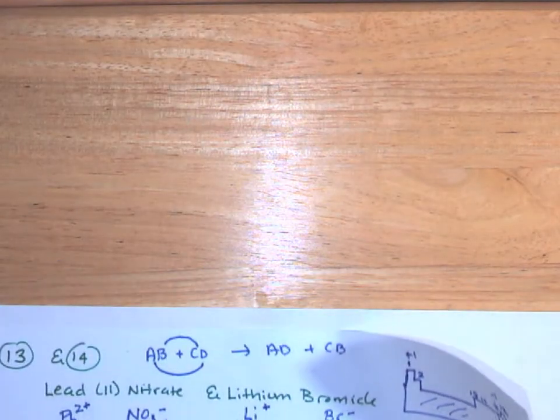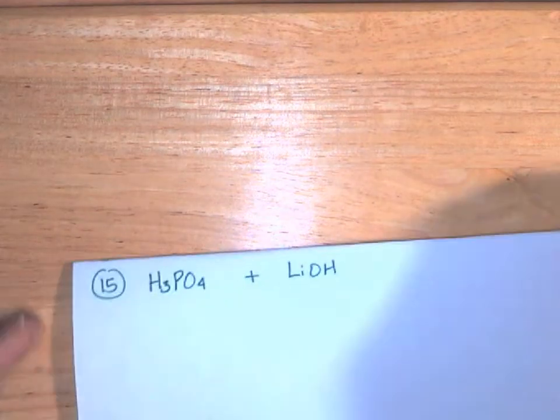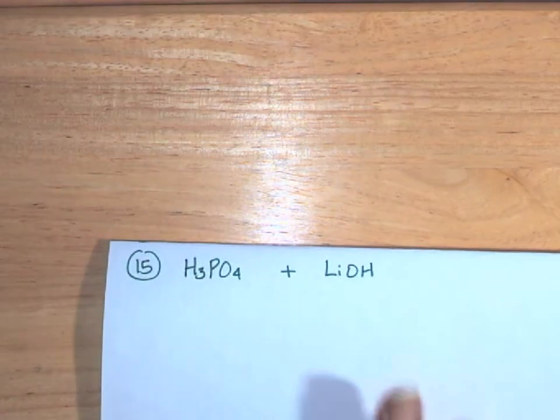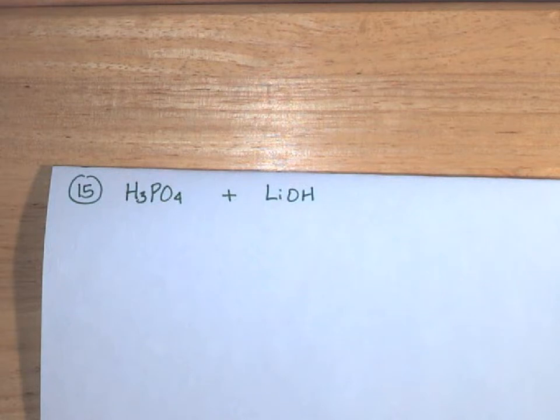Okay, so for question 15, you have an acid-base neutralization reaction, and you are asked to write the balanced chemical equation for the neutralization reaction. So let's start off with what part is your acid, what part is your base.